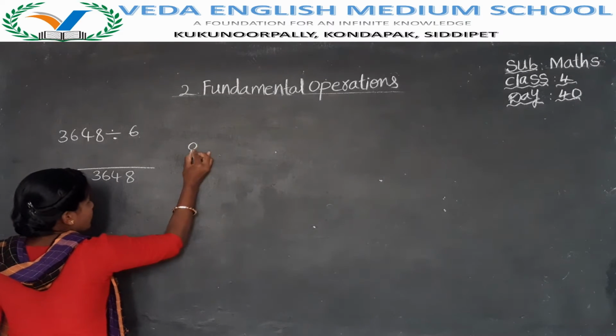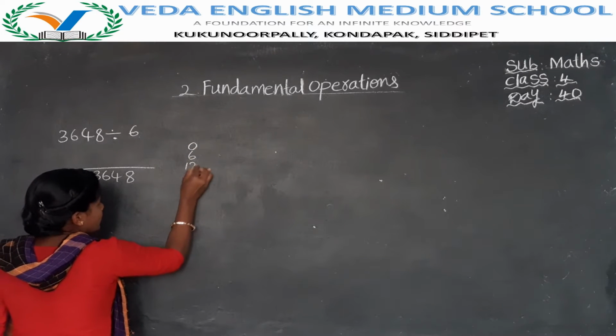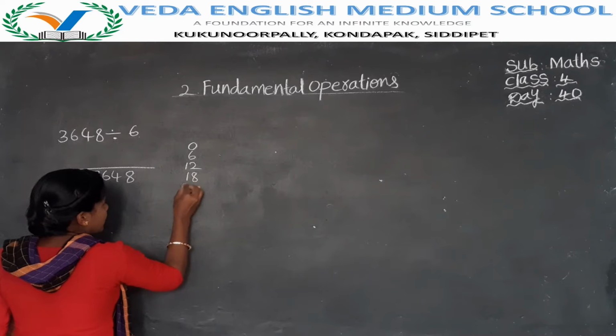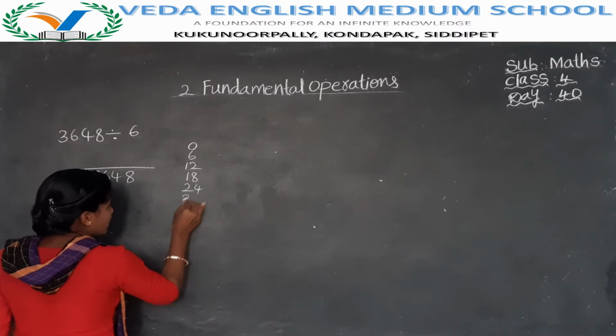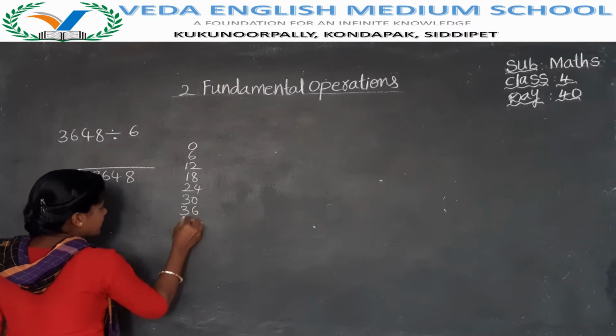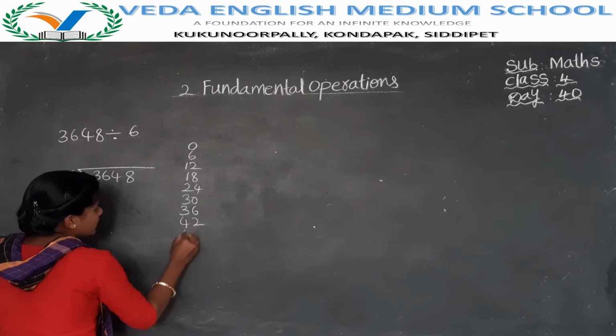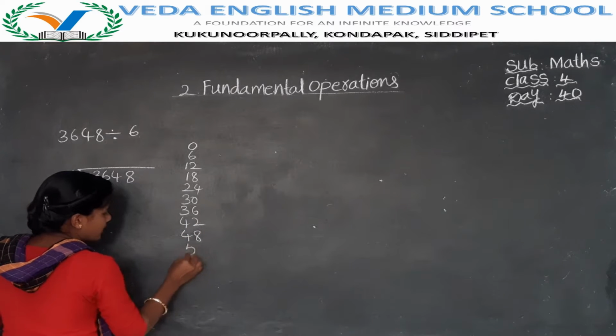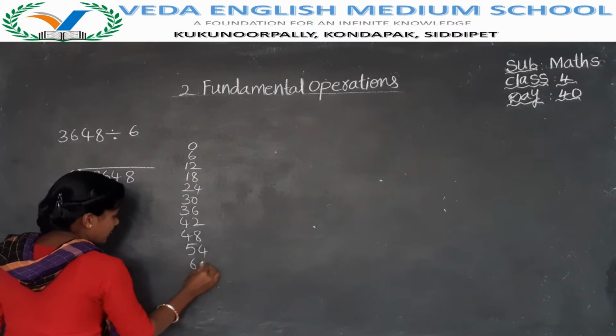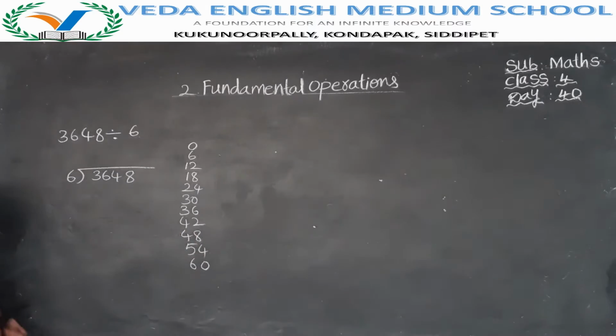6 0s are 0, 6 1s are 6, 6 2s are 12, 6 3s are 18, 6 4s are 24, 6 5s are 30, 6 6s are 36, 6 7s are 42, 6 8s are 48, 6 9s are 54, 6 10s are 60. The 6 table has been completed.